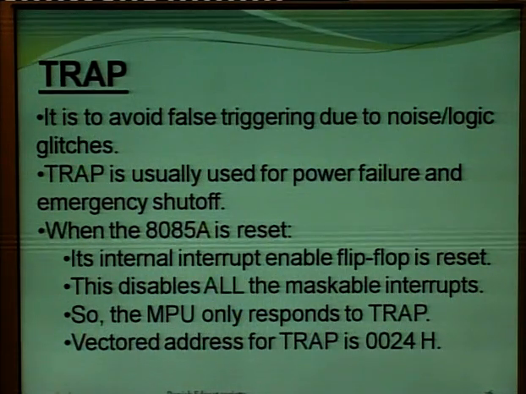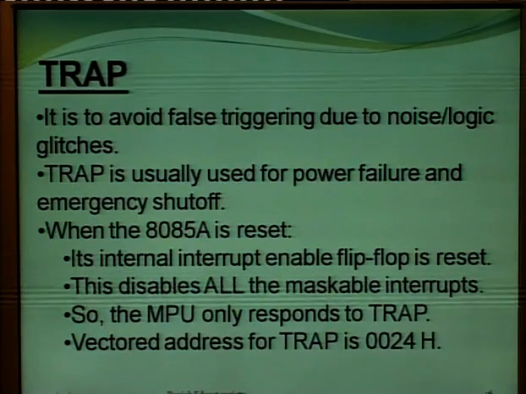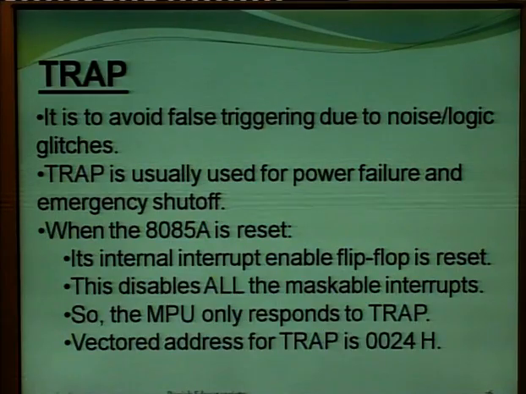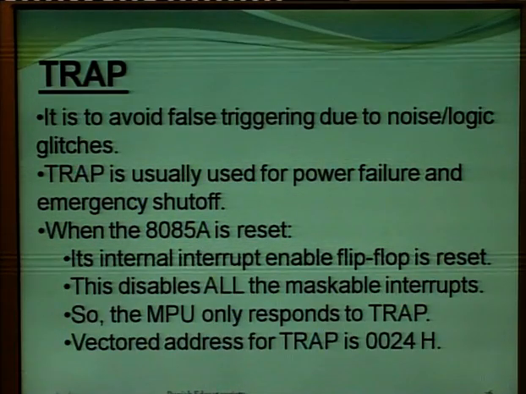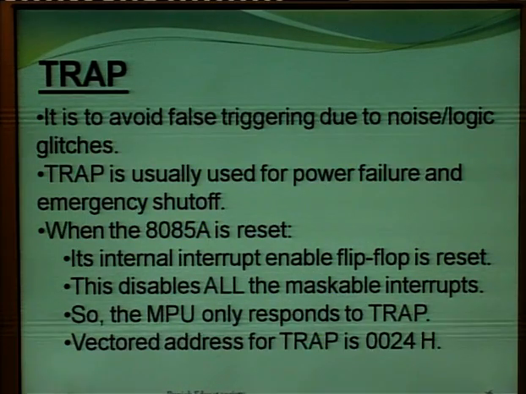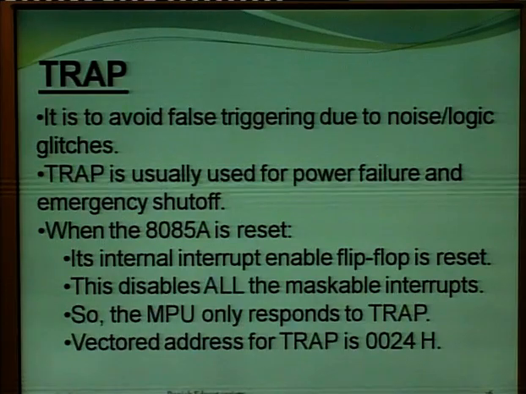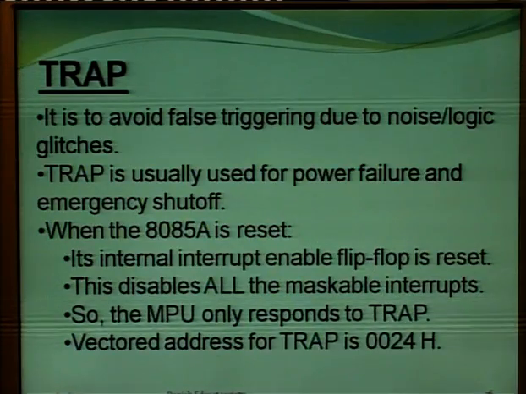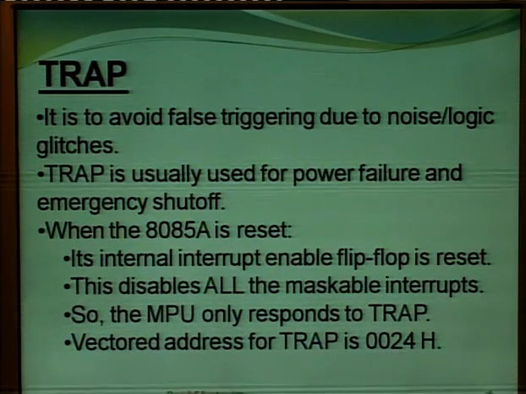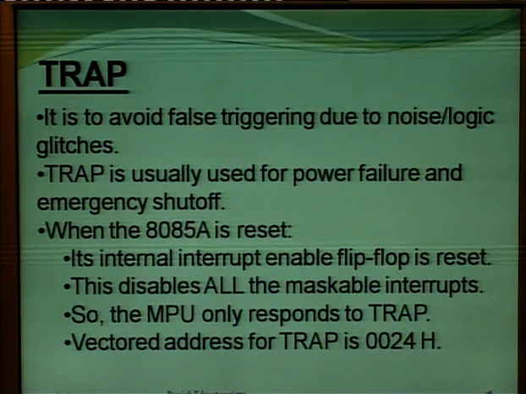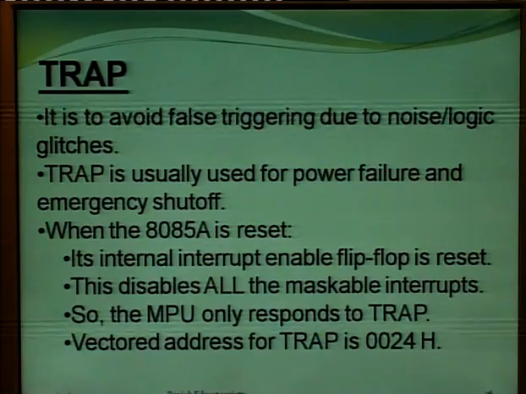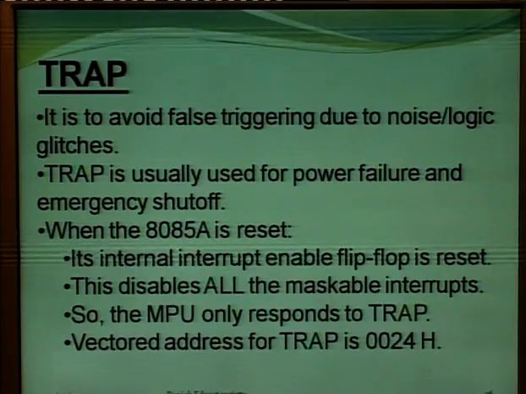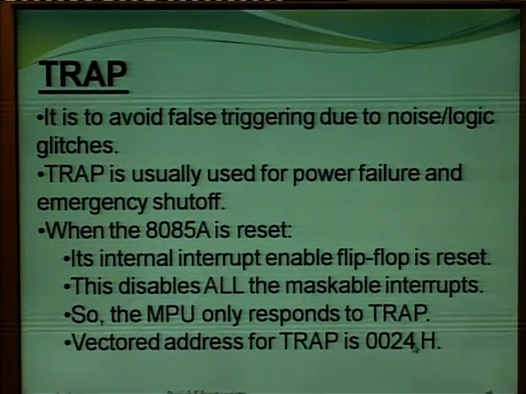Trap is used for emergency systems. The edge as well as level triggering is used to avoid false triggering due to noise and logic glitches. Trap is usually used for power failure and emergency shut off. When the 8085 is reset, its interrupt enable flip flop is reset. That means all the maskable interrupts are disabled. So, the only interrupt that is available during reset condition is trap. Trap is a vectored interrupt and its vectored address is 0024.